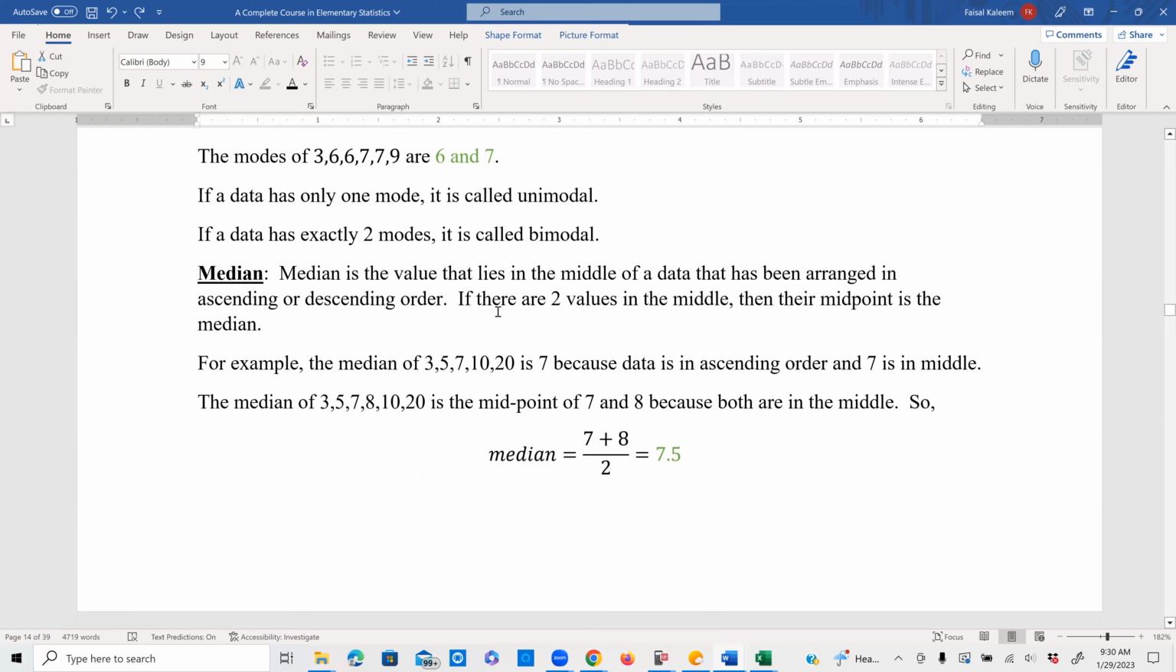Median is a value that lies in the middle of a data that has been arranged in ascending or descending order. If there are 2 values in the middle, then their midpoint is the median. So for example, if we have 3, 5, 7, 10, and 20, then only 7 is in the middle. So 7 is the median. And if we have 3, 5, 7, 8, 10, 20, then we see 7 and 8 are in the middle. So the median is the midpoint of 7 and 8, which is obtained by adding 7 and 8 and dividing by 2. So that's 7.5 in this case.